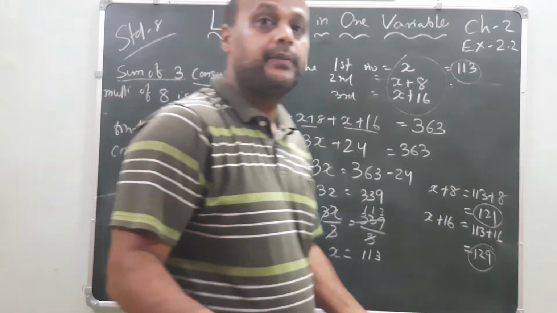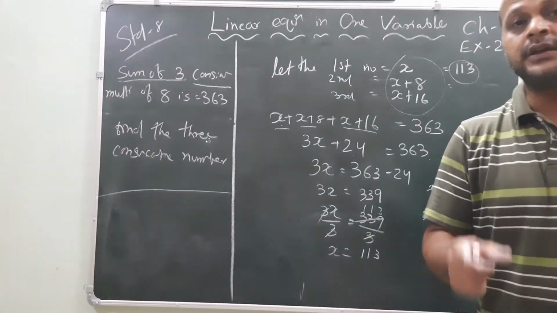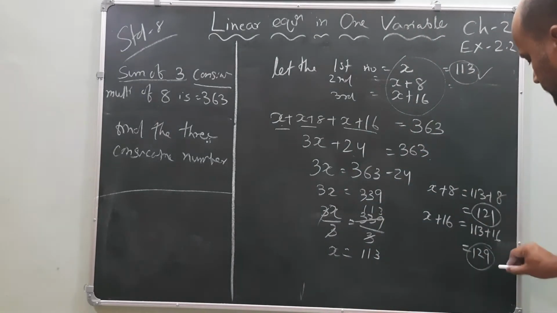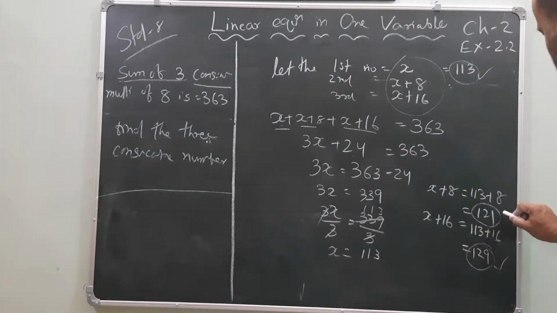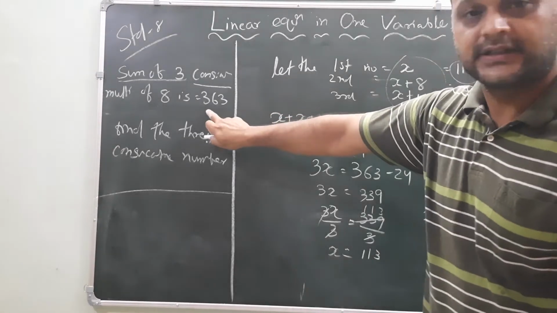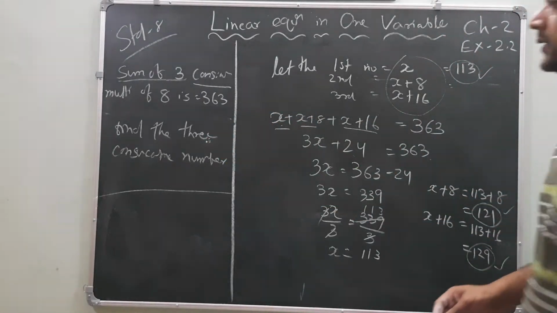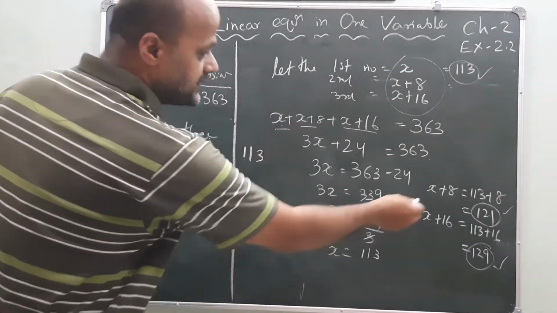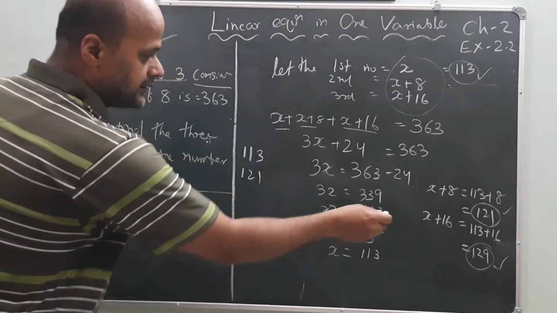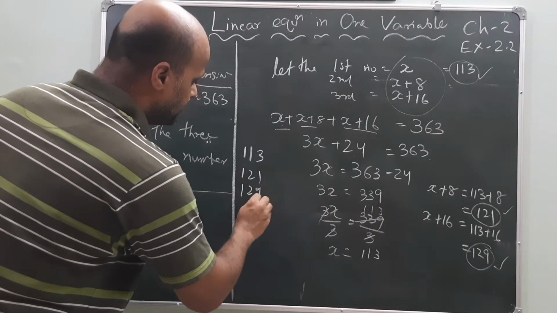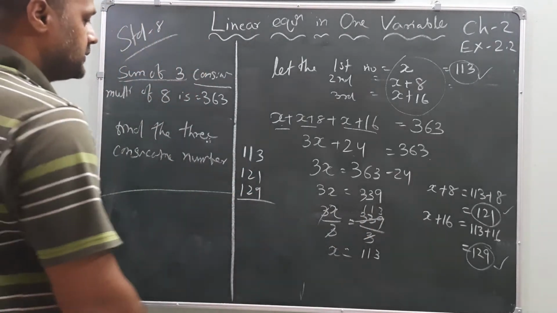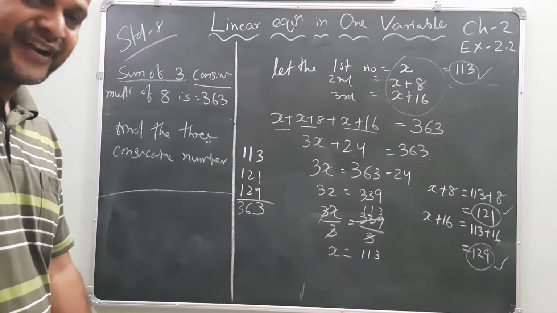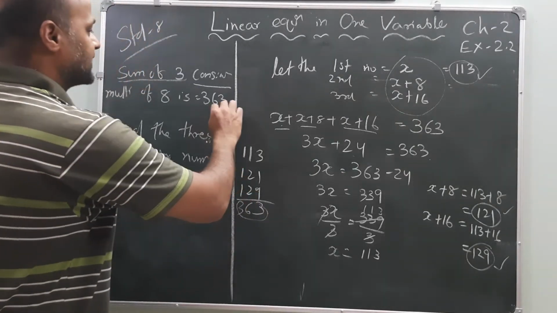But here is something very important for you. After getting the three consecutive numbers, you have to add them to verify your answer. Here it's saying 363. So the first number is 113, the x value. Next is 121. The third one is 129. How much? 363. Yes or no, my dear friends? So our answer is correct.